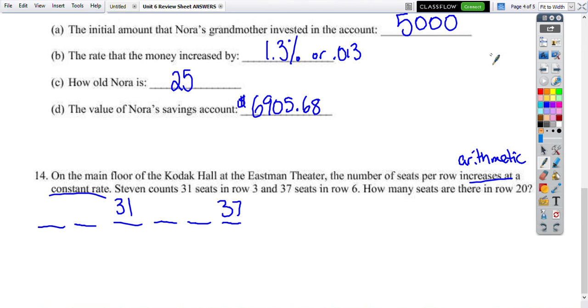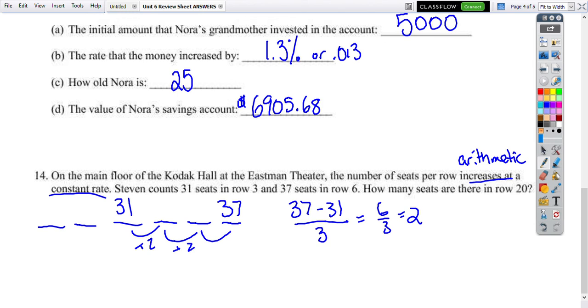So really, we want to know the difference between 31 and 37, and then it's 1, 2, 3 jumps. So we just divide by 3. And that gives me an answer of 6 divided by 3, which is 2. So it takes plus 2 to get from there to there, and then plus 2 to get from there to there, and then I'm subtracting 2 to go backwards, okay? So when I do this, I know it's going to be 35, 33, 31, 29, 27.